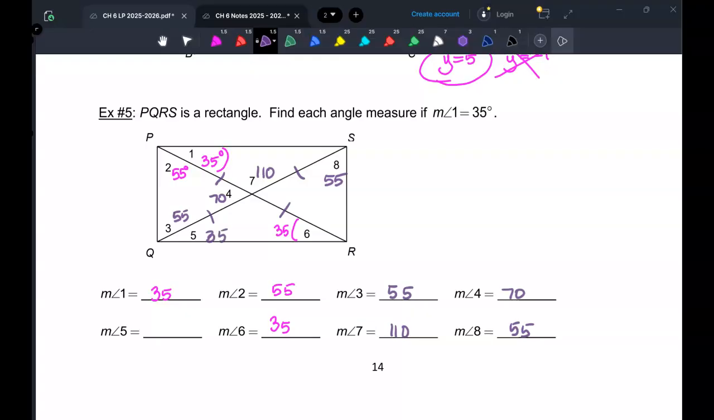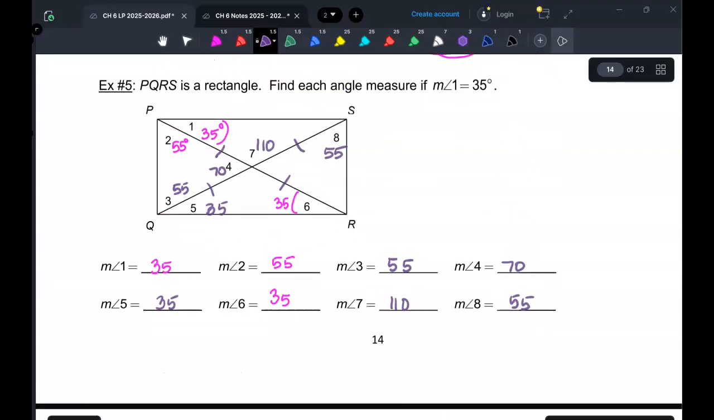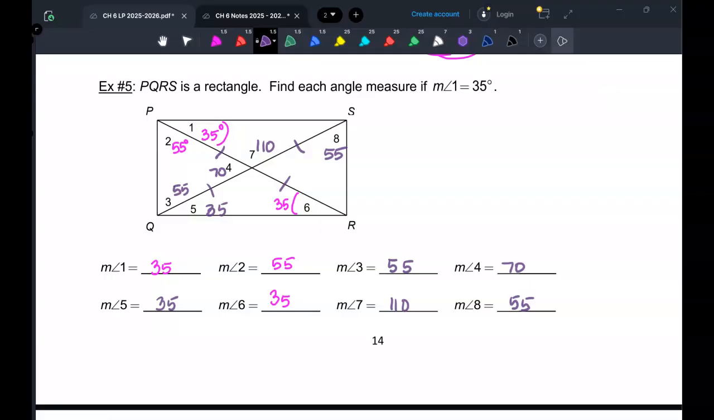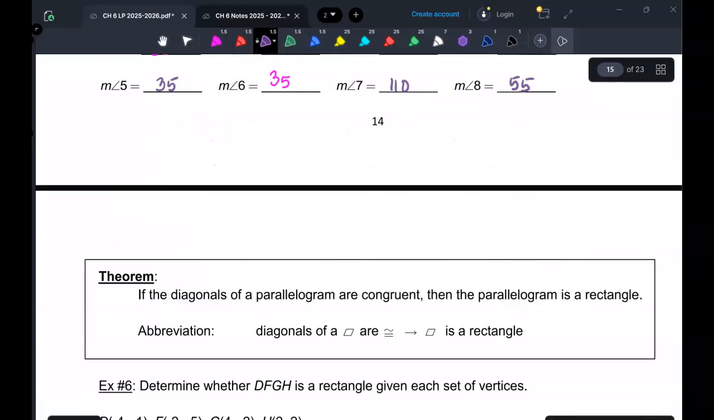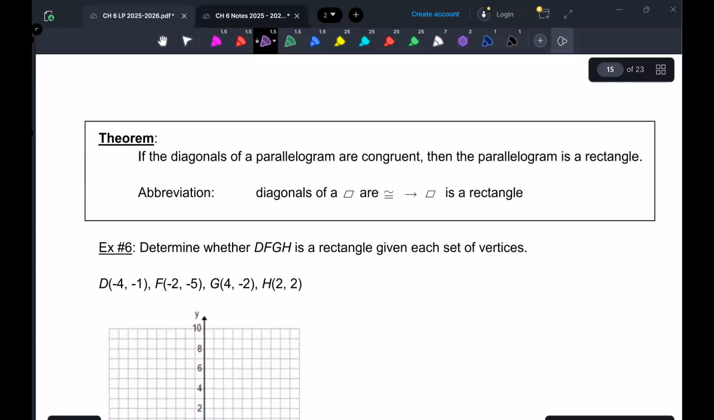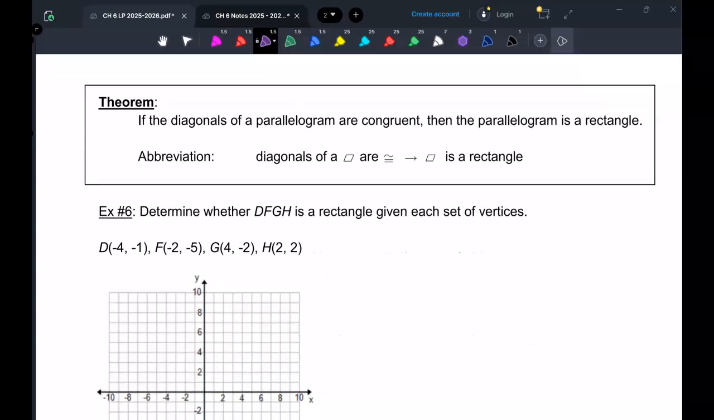So in a rectangle, if you are just given one angle, you could figure out all the other angle measures. Okay? How'd you get 8? She did supplementary and then she solved 35 plus 10. You see it? Yeah, there's 35 in it.